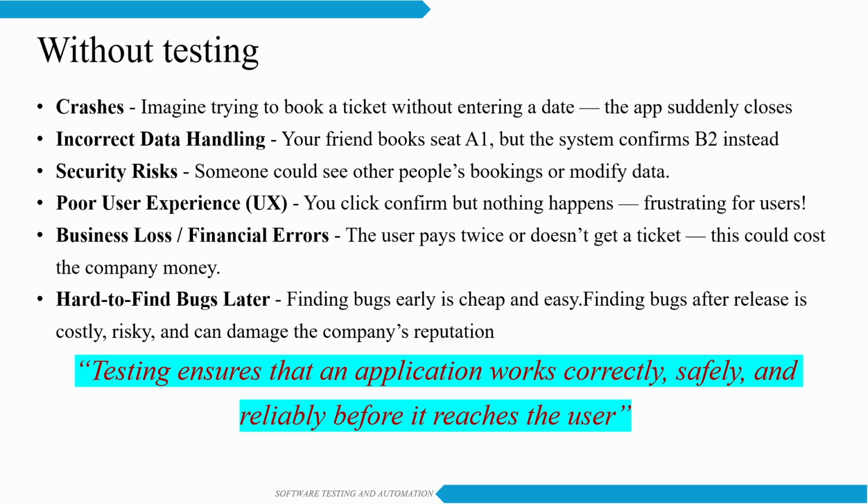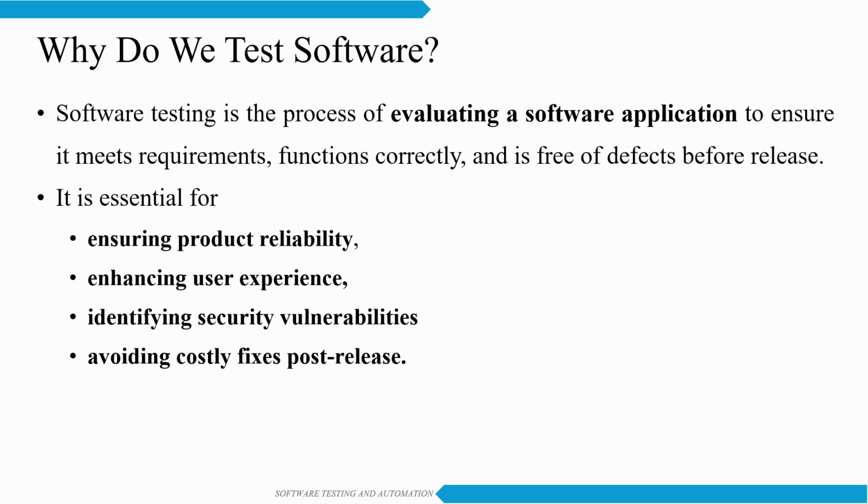So what does testing ensure? It ensures that the application works correctly, safely and reliably before it reaches the user. So why do we test software? Software testing is a process of evaluating the software application to check whether it meets the user requirements and functions correctly, and that it is free of defects before release. To ensure these things, we need to test the software. So it ensures product reliability, it enhances user experience, it identifies security vulnerabilities, and it avoids costly fixes.